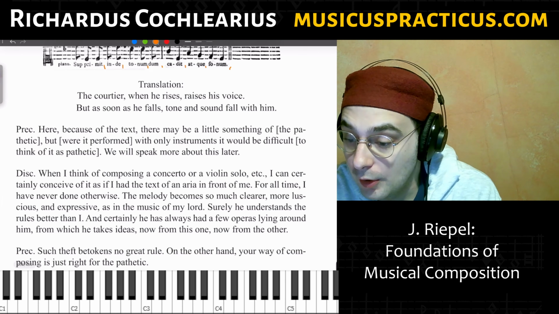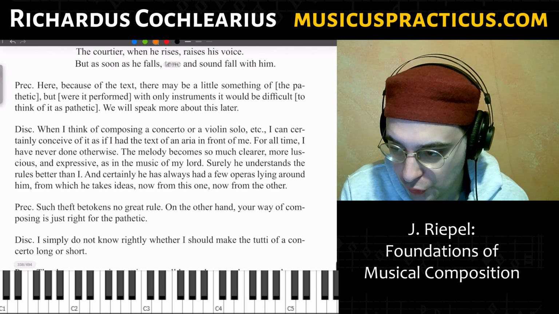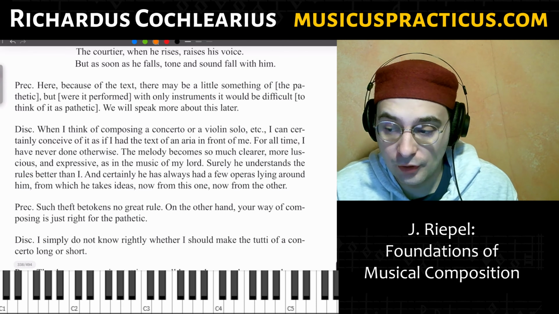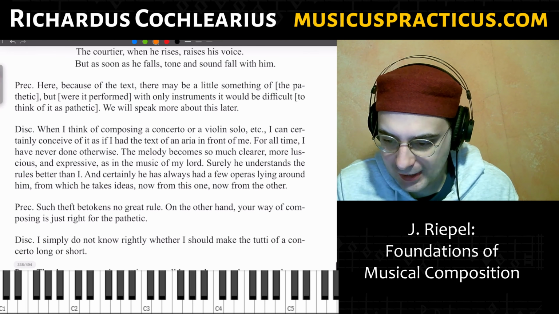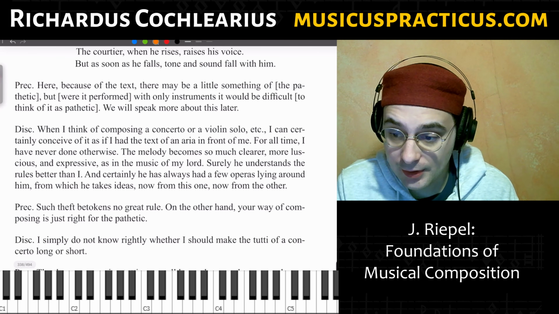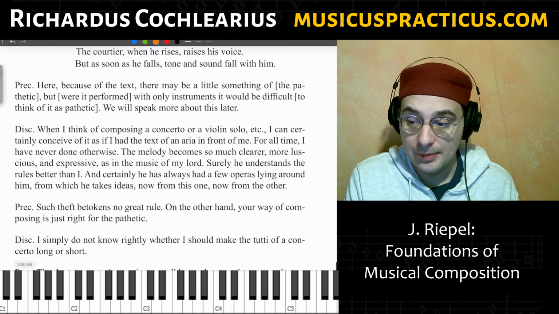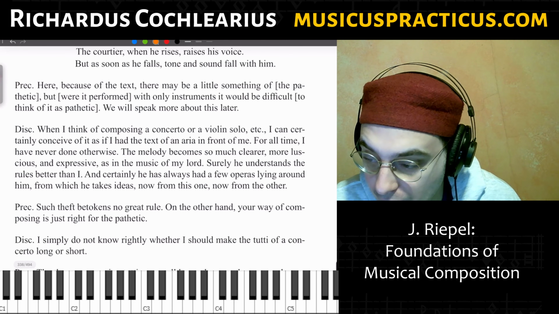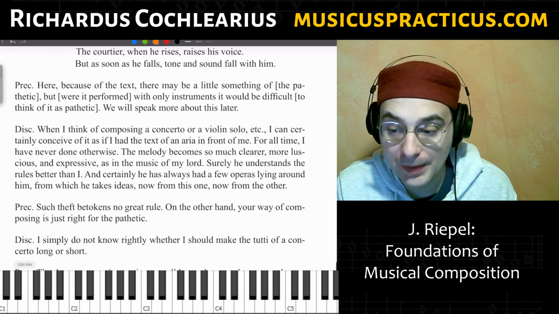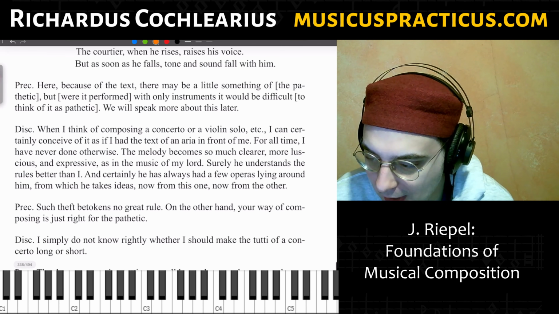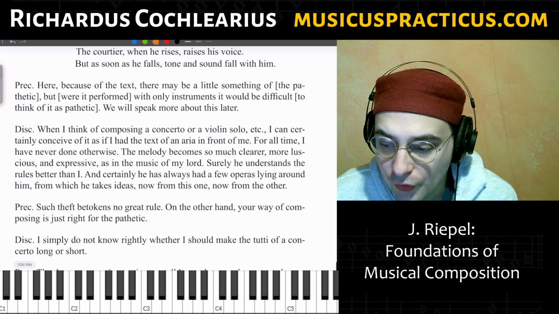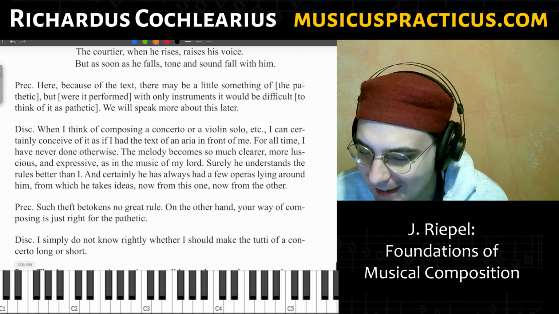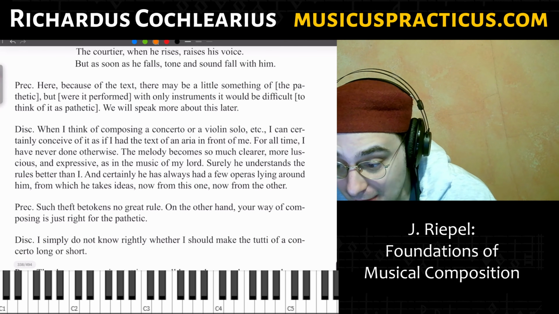So, when I think of composing a concerto or a violin solo, I can certainly conceive of it as if I had the text of an aria in front of me. For all time, I have never done otherwise. The melody becomes so much clearer, more luscious and expressive as in the music of my Lord. Surely he understands the rules better than I, and certainly he has always had a few operas lying around him from which he takes ideas, now from this one, now from the other, without copying. Such theft betokens no great rule.